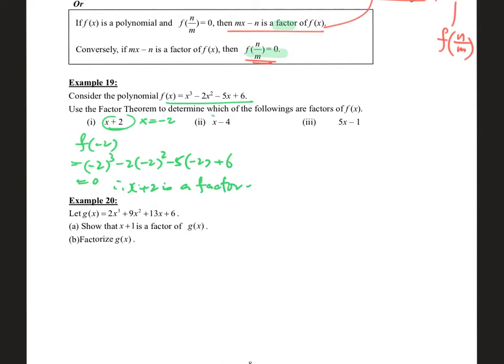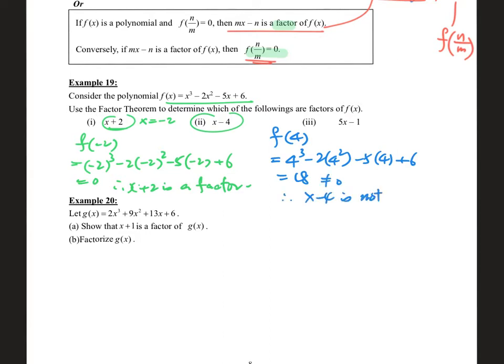You can quickly check that number 2 is not a factor because it's not 0. Maybe I also do it for you here. When you check this one, you're doing substitution of x is 4, which gives you f(4). The calculation will be 4 cubed, 4 squared, minus 5 times 4, and plus 6, finally it is 18. So because it's not 0, you can say x minus 4 is not a factor. So it's quite easy, right?